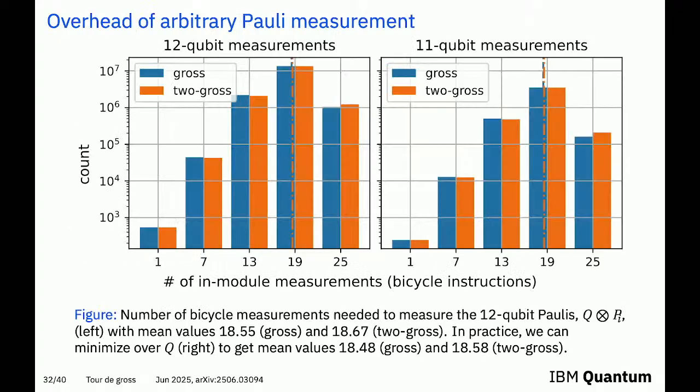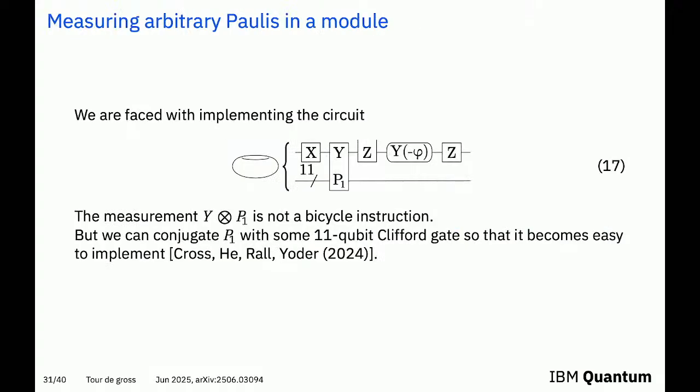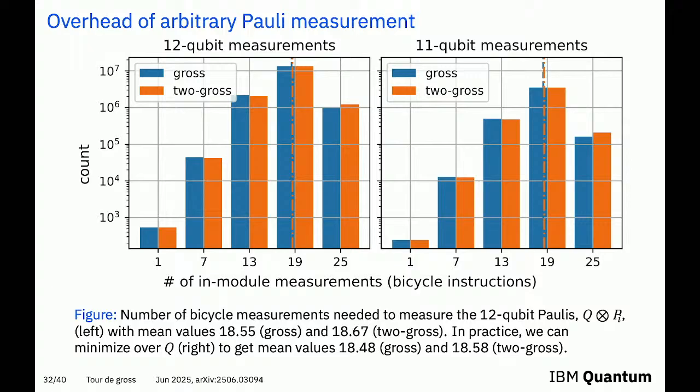Okay, so I will skip this, but this might be interesting in that if we want to implement a measurement Y tensor P1, then these instructions are not native to the architecture, so we need to decompose them into a long sequence of Clifford rotations followed by measurements, etc. And the overhead that is incurred when you do this, we characterized for all possible Pauli strings of length 12.